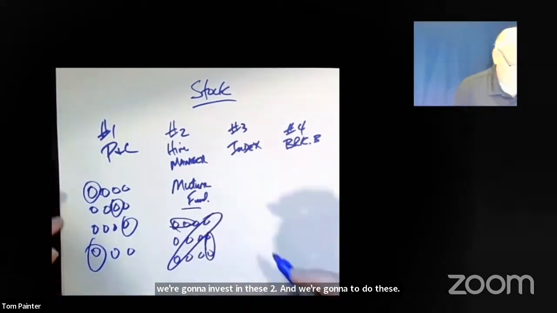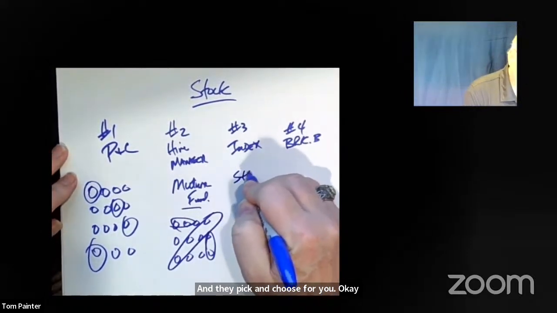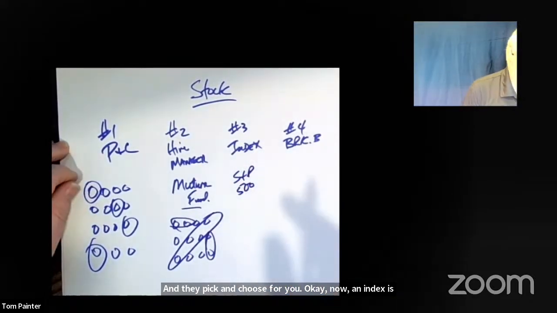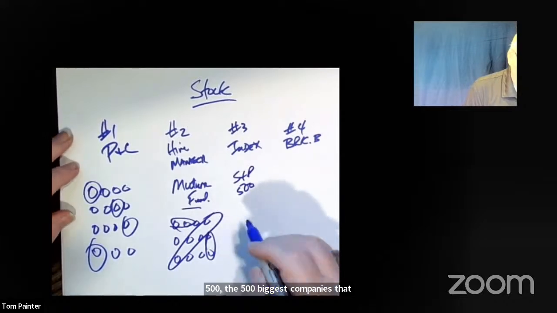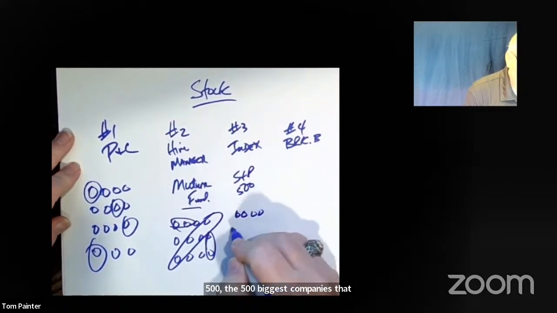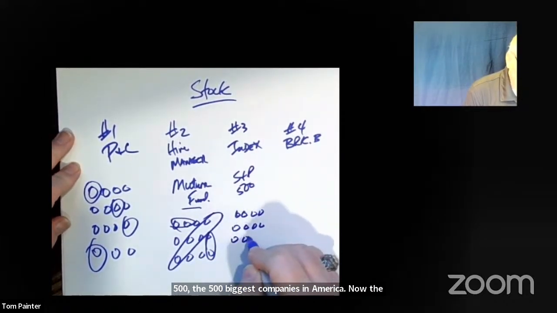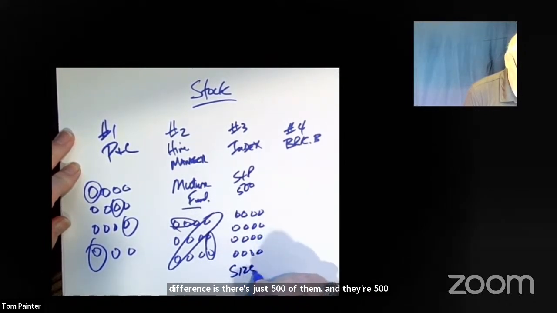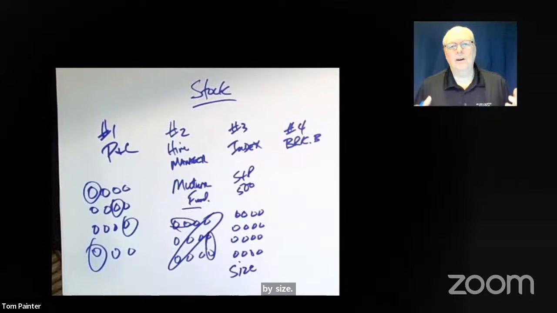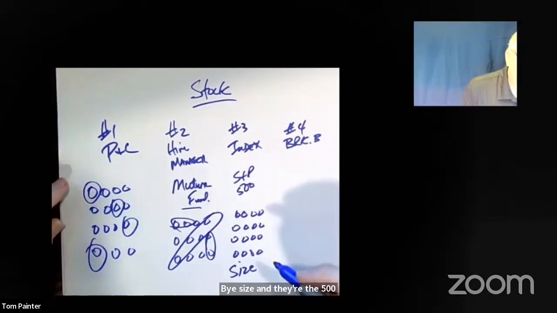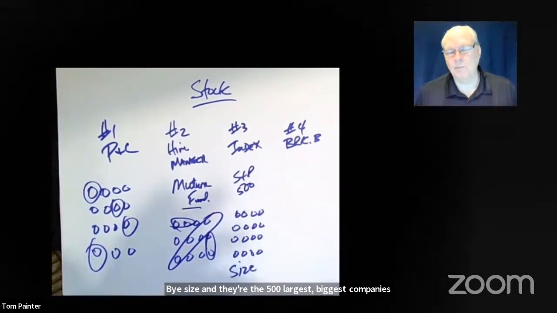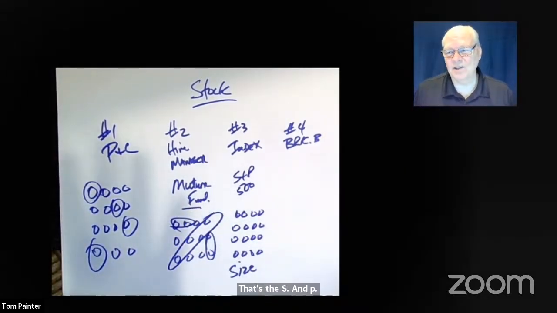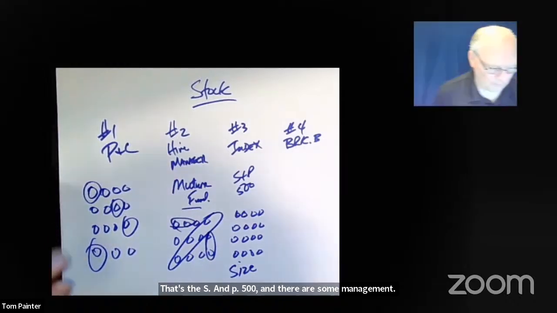Okay. Now, an index is like the S&P 500, the 500 biggest companies in America. Now, the difference is there's just 500 of them, and they're 500 by size. And they're the 500 largest, biggest companies in America. That's the S&P 500. And there are some management, but the people aren't making any decisions. They're just investing in those 500 biggest companies.